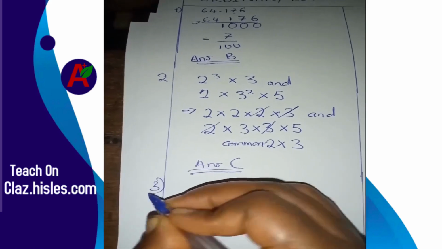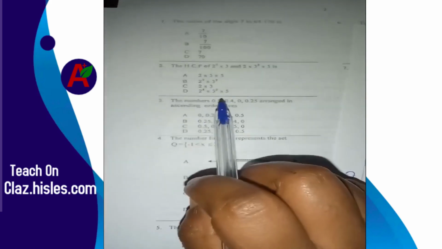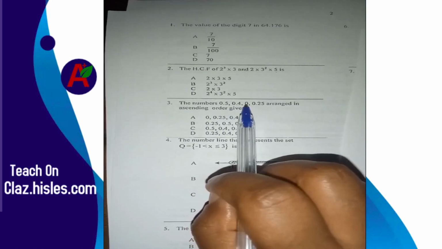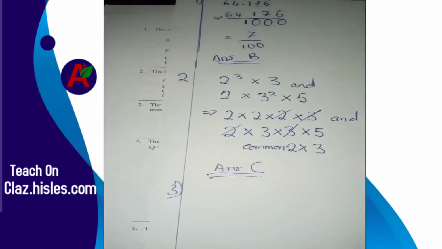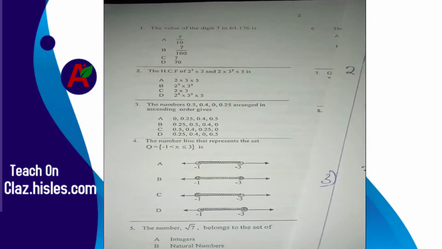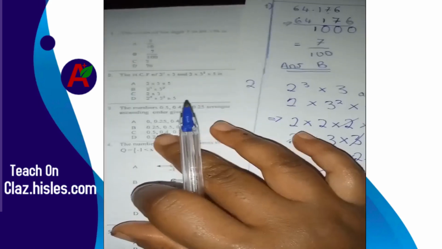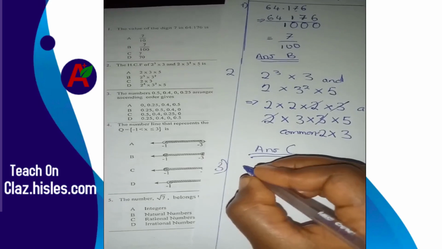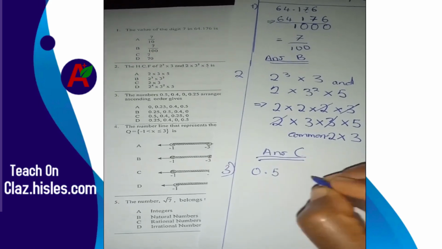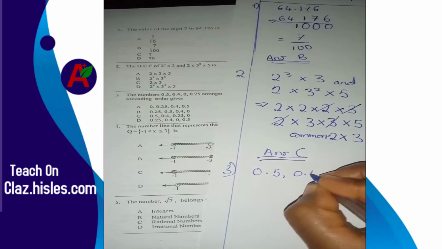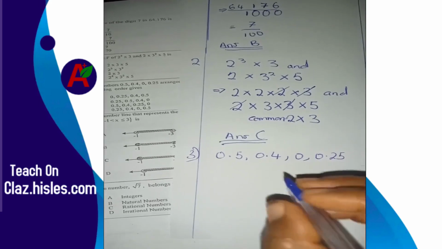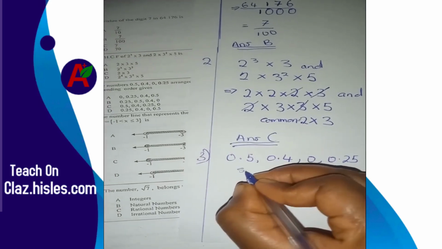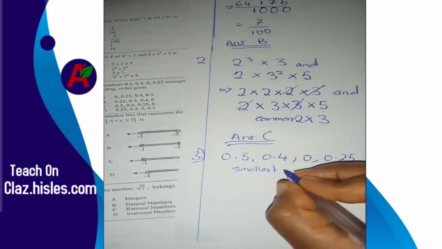Now to question 3. The numbers 0.5, 0.4, 0.25 arranged in ascending order gives. Ascending order is from smallest to biggest. That's as we're going up, the numbers are getting larger. So what we have here is 0.5, 0.4, and 0.25 arranged in ascending order, that's smallest to biggest.